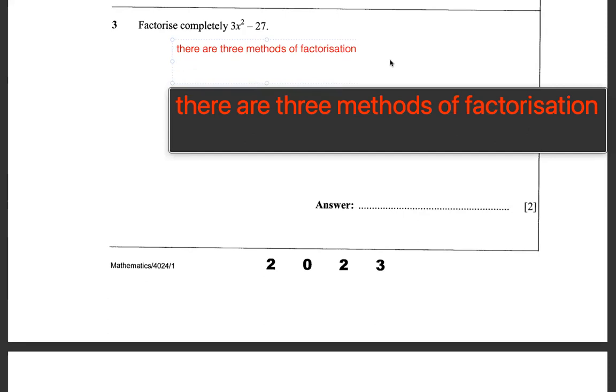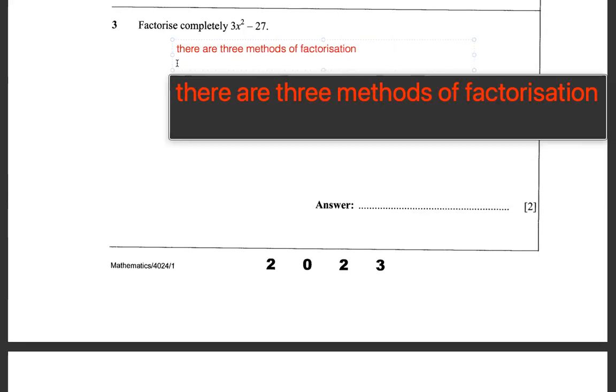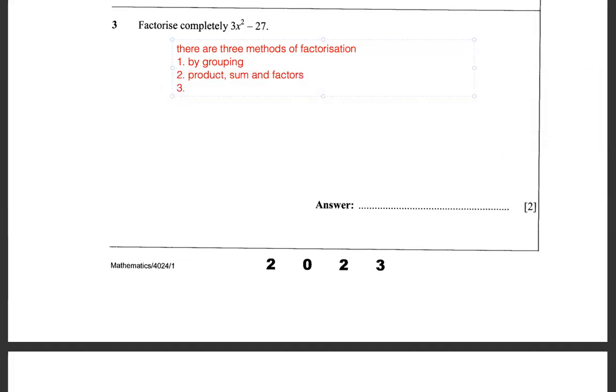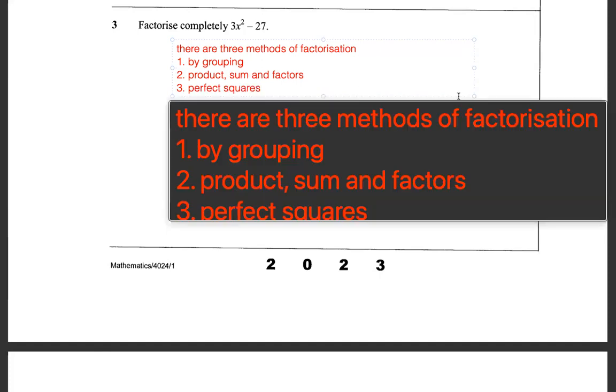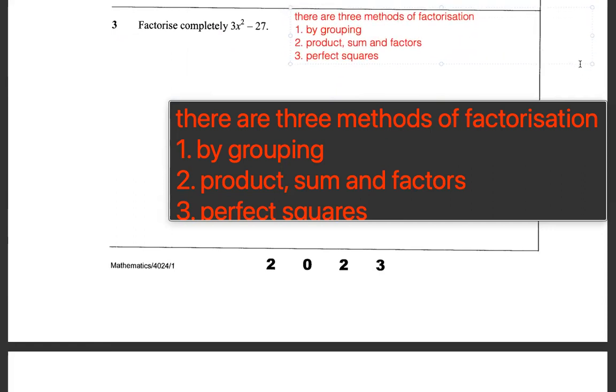The first one, I'll push this information by the corner. The first one is factorization by grouping, which is not the one we are using. Second one is by using product, sum, and factor. Then the third and the last one is by the use of the perfect squares. There are many methods, but these are the ones that are commonly used at our level.